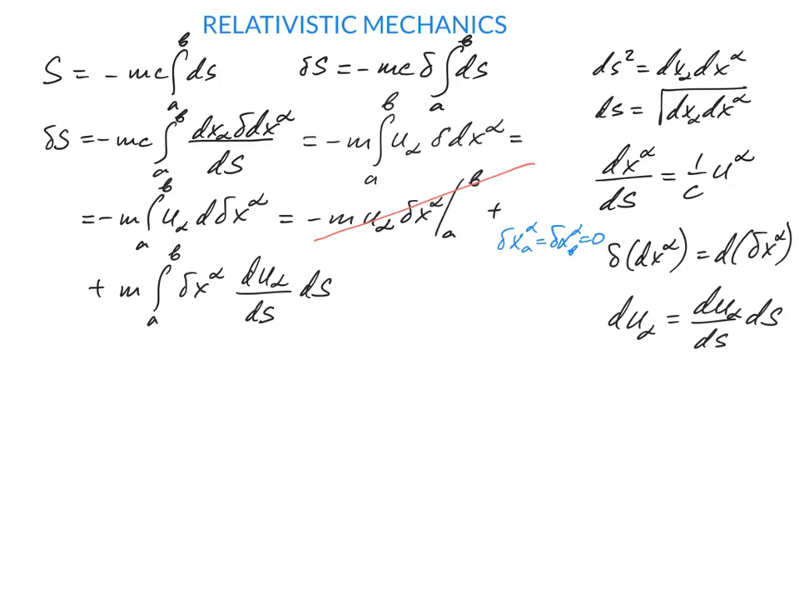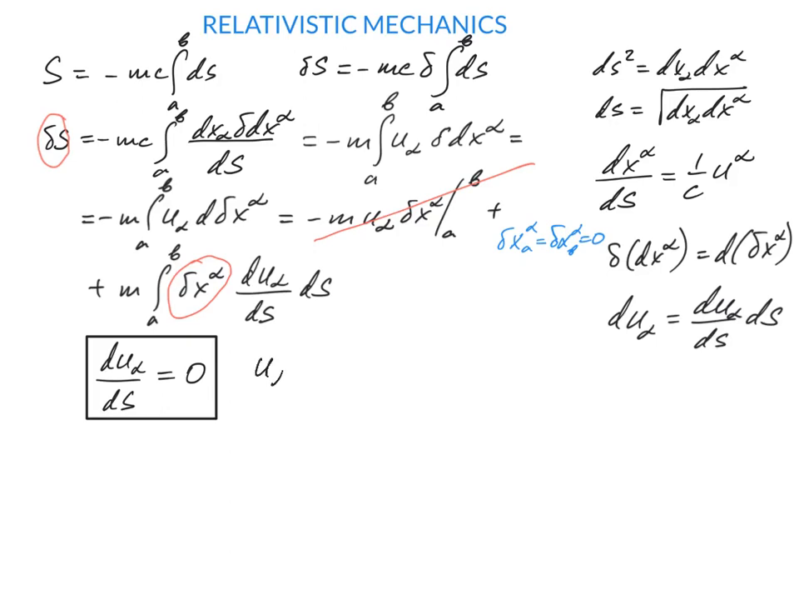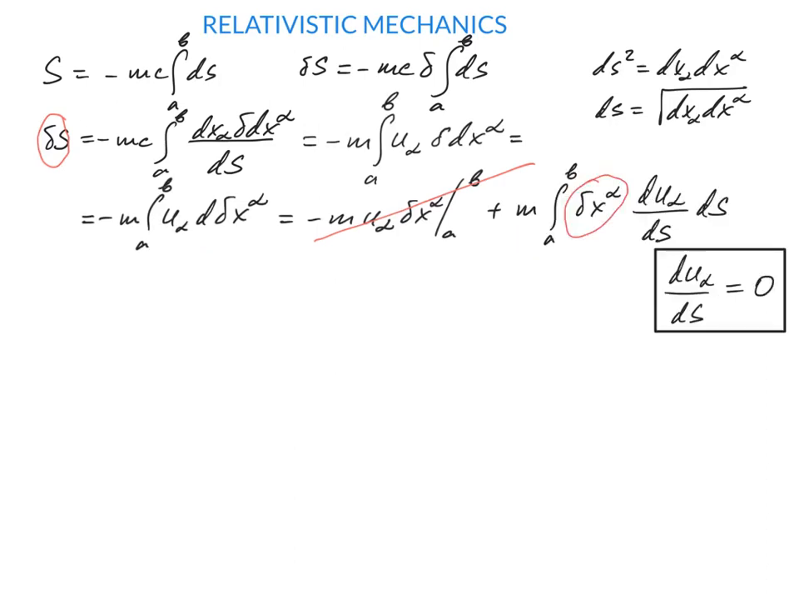So then we come back to this final term, the last term, and then delta x alpha is arbitrary. This is the variation of the trajectory. So delta S has to vanish for any delta x alpha. Now, in order for this to happen, it must be that du alpha by ds is 0 along the entire trajectory. This is the equation of motion, and the solution is u sub alpha equals constant. So the particle moves with a constant velocity.